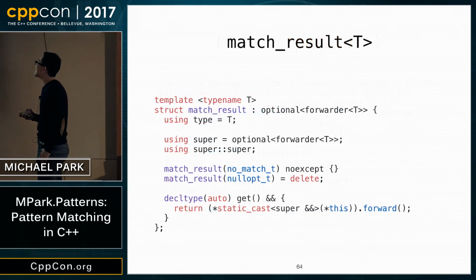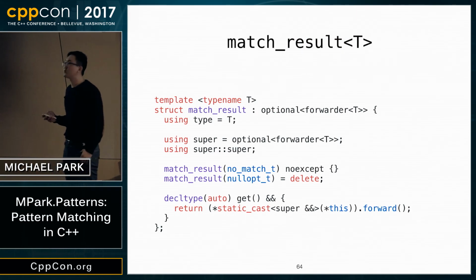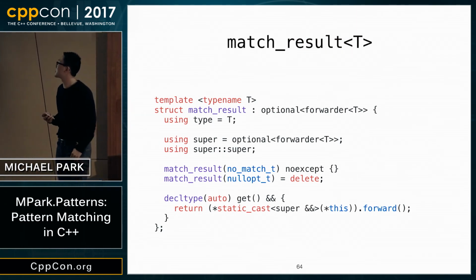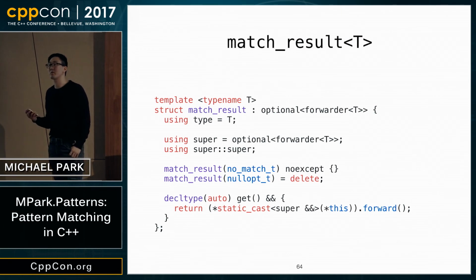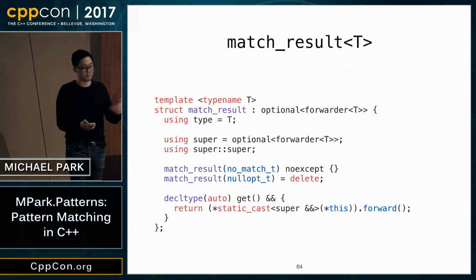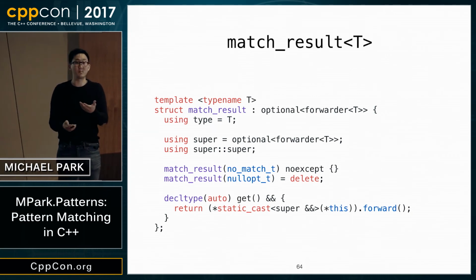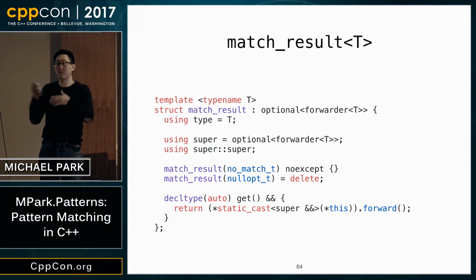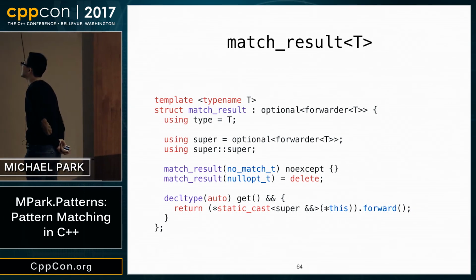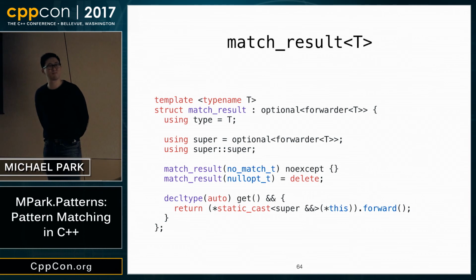So what is this result here? This result has type match result. It inherits from optional forwarder, and the forwarder thing is there because optional doesn't let you put references in it. And when I call the function, it might actually give me references, and I actually need to forward that reference out properly. So that's why that's there. We're not going to look at forwarder. It just forwards stuff through. It's not all that interesting, but it's tricky to get right.